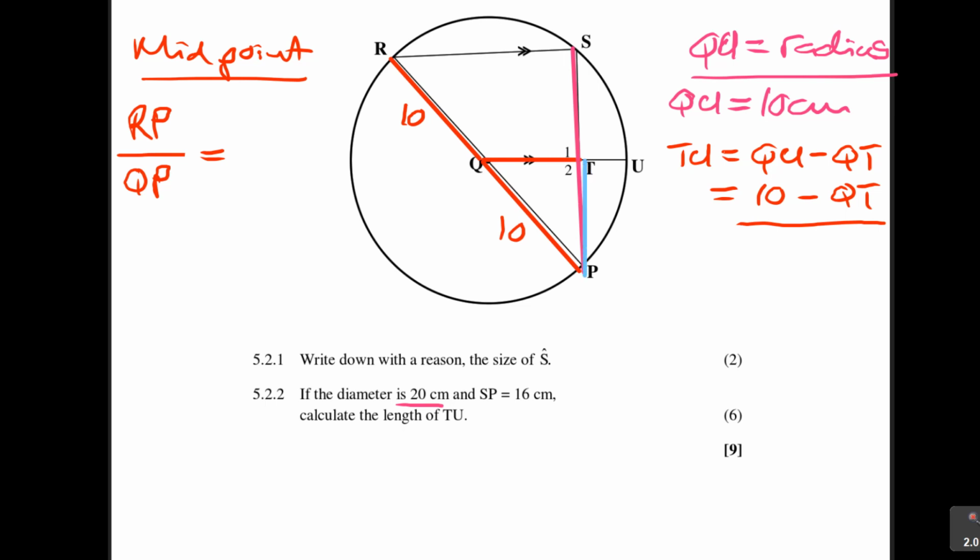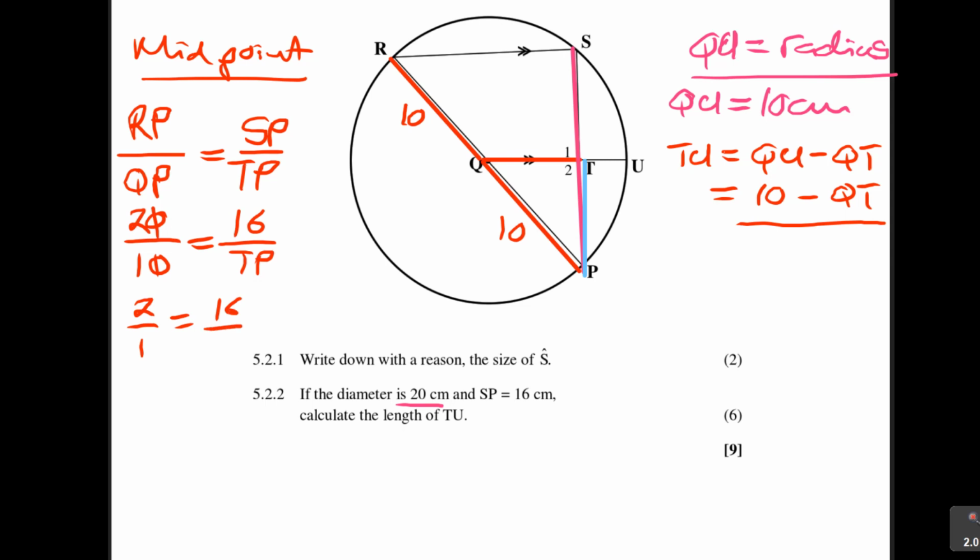What I just did, RP, which is from R to P, is the same as SP. See, RP over QP is equal to SP over TP. Just check that. RP from R to P over Q to P is equal to SP over TP. But we know what is RP. RP is 20 over 10 is equal to SP, they also gave us SP. They said it's 16, remember, over TP. Seeing that. And then here, when you simplify, you've got 2 over 1 is equal to 16 over TP.